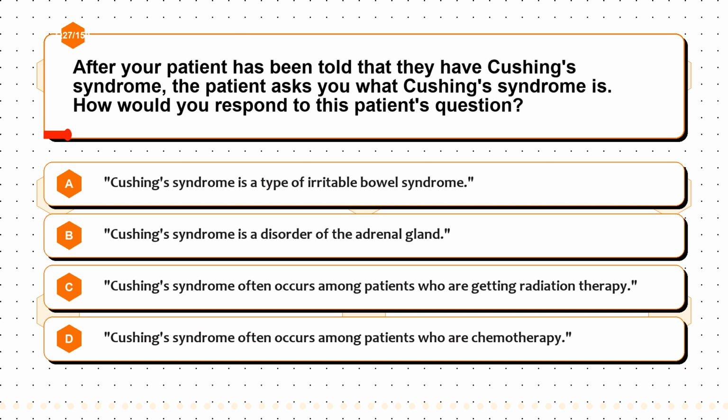Question 27. After your patient has been told that they have Cushing's syndrome, the patient asks you what Cushing's syndrome is. How would you respond to this patient's question? Here are the options. Option A. Cushing's syndrome is a type of irritable bowel syndrome. Option B. Cushing's syndrome is a disorder of the adrenal gland. Option C. Cushing's syndrome often occurs among patients who are getting radiation therapy. Option D. Cushing's syndrome often occurs among patients who are getting chemotherapy.